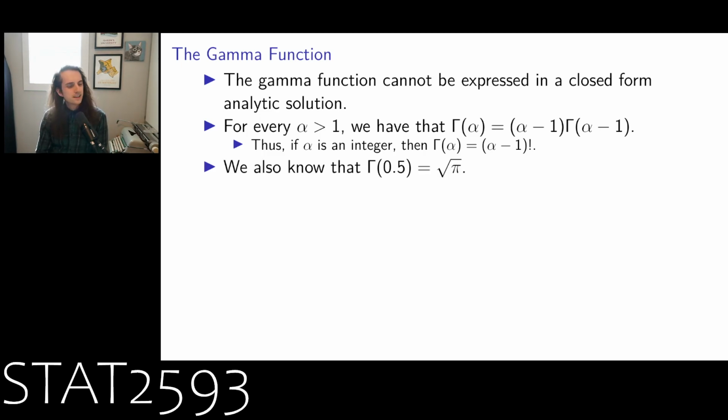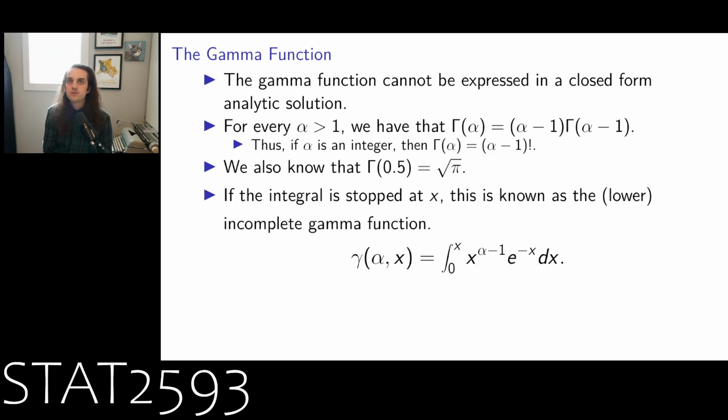We also know that gamma of 0.5 is going to be the square root of pi. And this is a value that comes up quite often. It seems a little bit strange to just be arising out of nowhere, but we can show exactly that if you take gamma of 0.5, you're going to get the square root of pi.